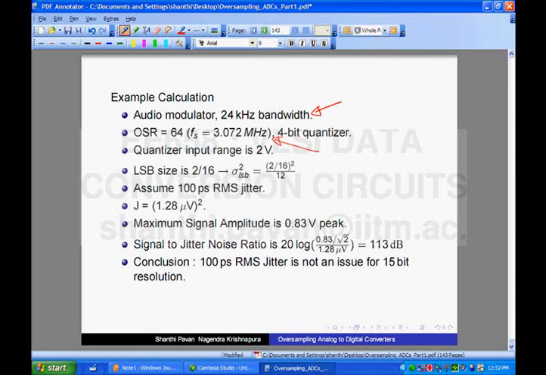Okay. So the LSB size: 2 volts is the full scale, so the step size, you divide into 16 steps. So the LSB size is 2 by 16. So the mean square value is nothing but delta square by 12.